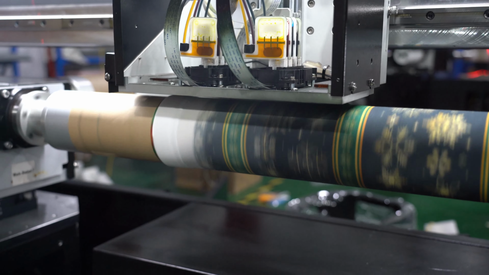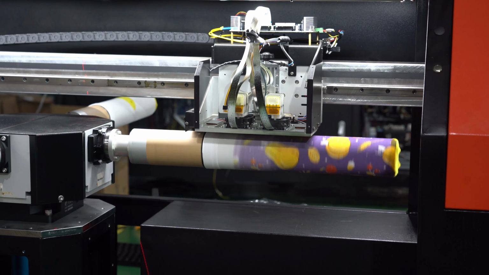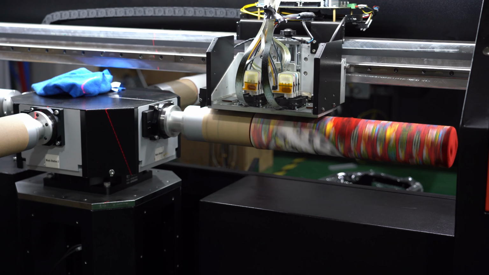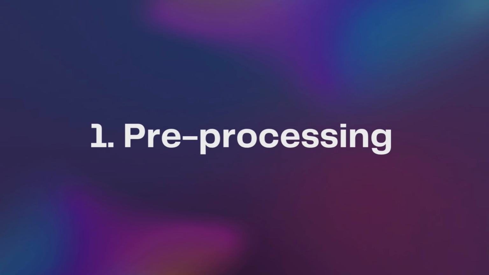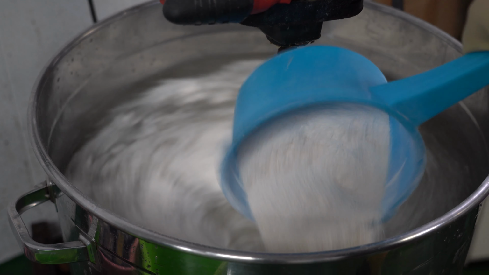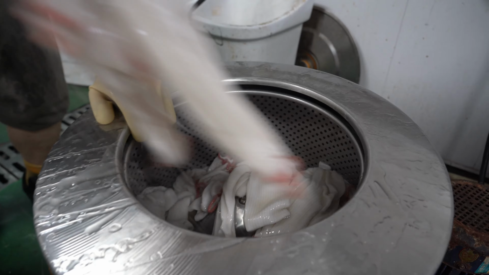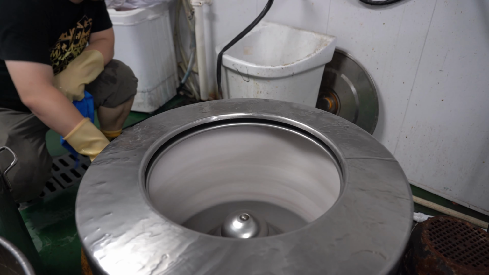The printing process of reactive ink and acid ink is basically similar, mainly including the following 6 core steps. Prepare the pre-treatment liquid according to the formula, immerse the socks in the treatment liquid and fully soak them, then spin dry and dry them to prepare for subsequent printing.